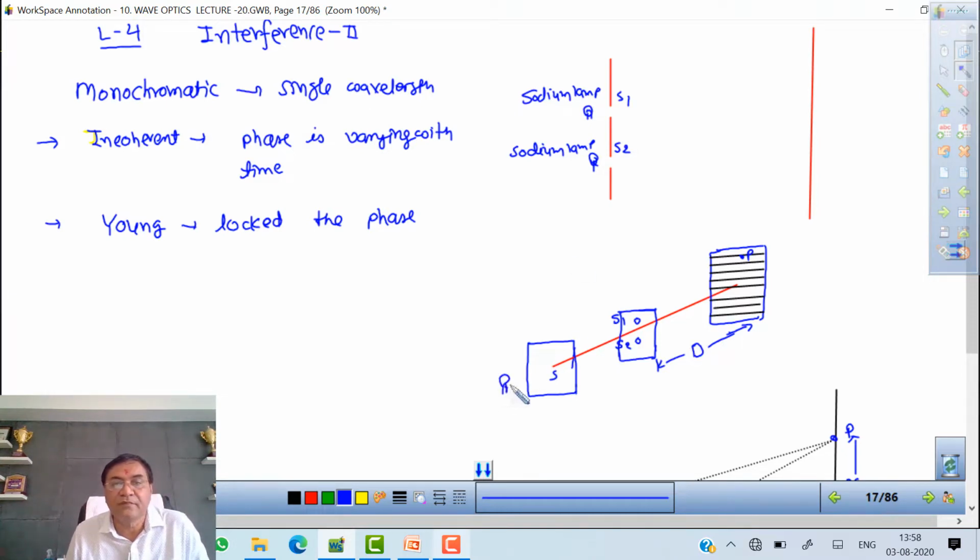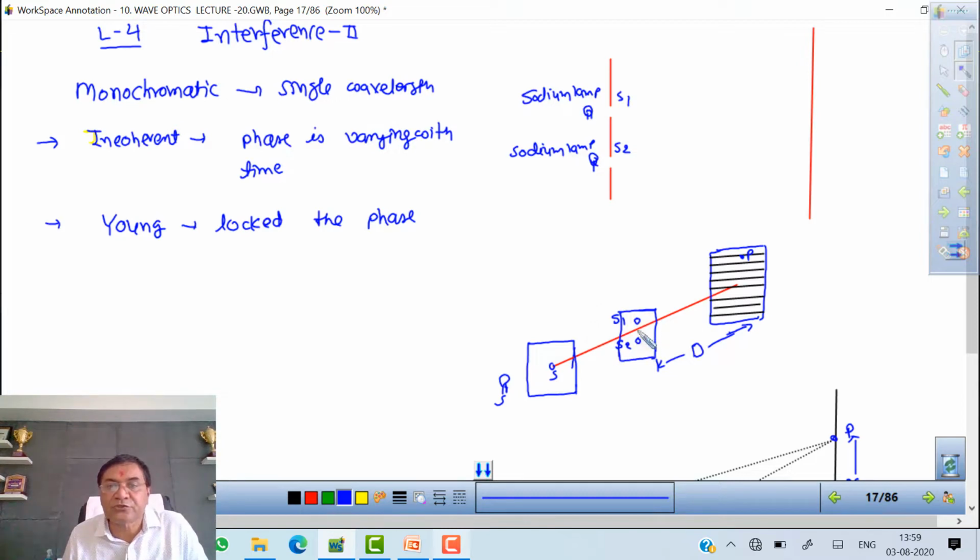Suppose here is the one lamp, and this is the pinhole. So light is passing through that. This light illuminates the two pinholes S1 and S2 at the same time. Both holes are illuminated at the same time. So whatever change in the phase of S manifests on S1 and S2 also. Whatever change occurs here, the change will come in both S1 and S2, and therefore the phase difference remains constant. So instead of using two separate lamps, he used only one lamp and he locked the phase.